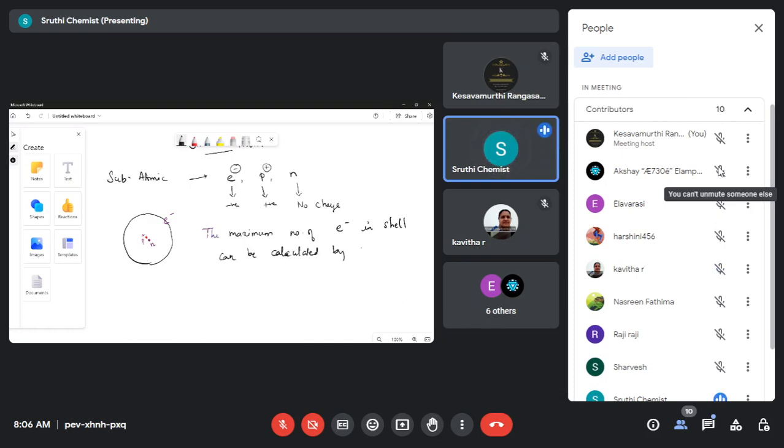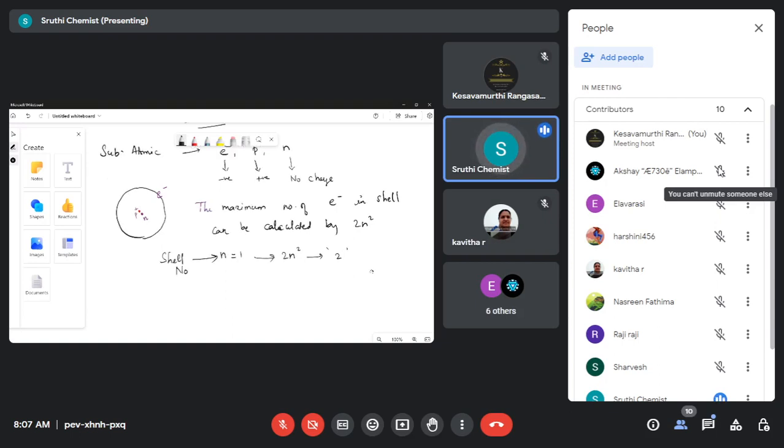Okay, by 2n square. So if you substitute n value equal to 1, n here denotes shell number, or orbit number. So if orbit number is 1, then substitute in the 2n square formula, you will be getting 2. So the maximum number of electron in the first shell is 2.